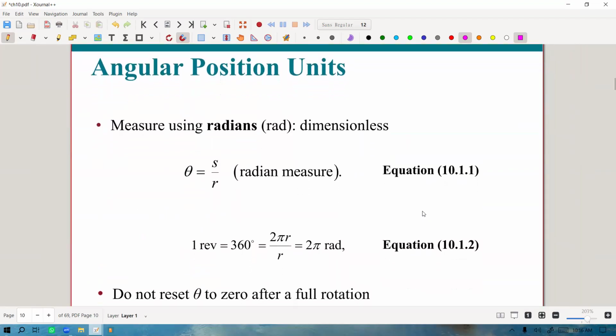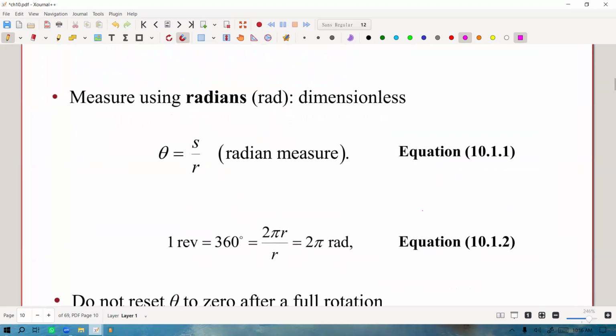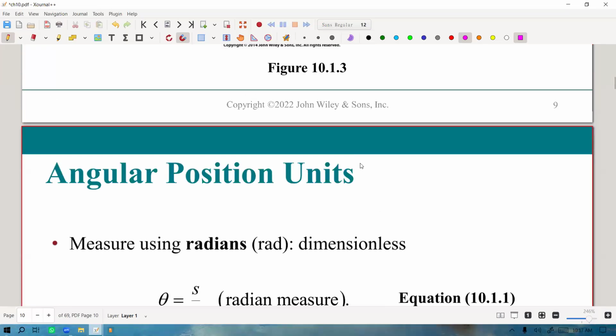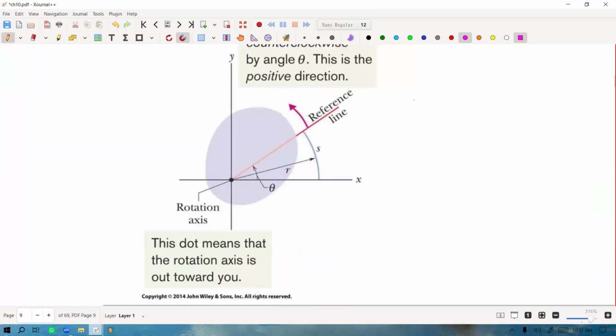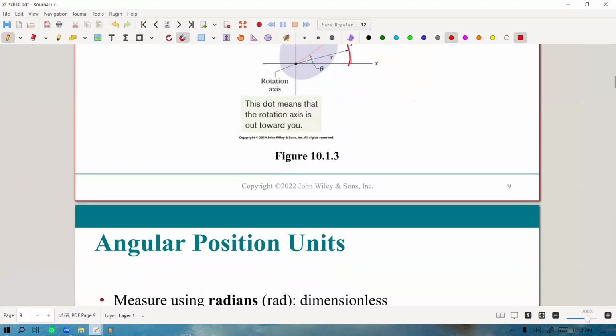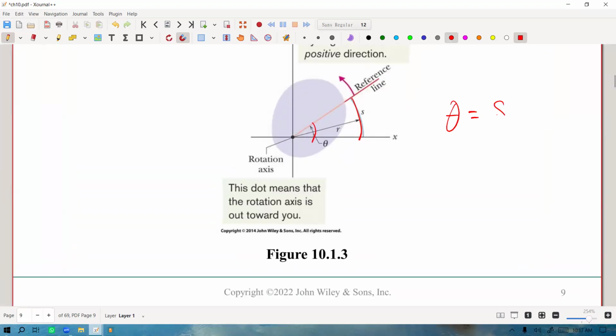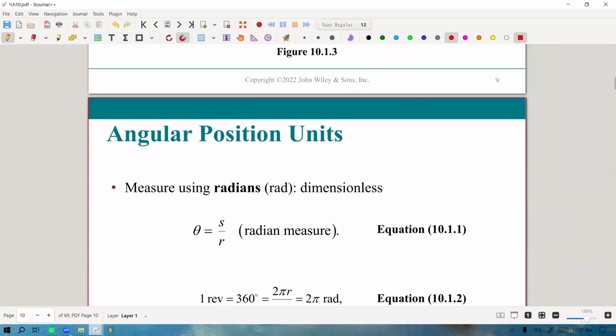Okay. So here it is also important how to convert, that I have mentioned before, that theta is S divided by R. So measuring using radians, dimensionless, theta is S divided by R. So S is the line or the distance. For example, like this, this one is S. And then theta is the angle. So the comparison of S and the radius, we call the angle theta.